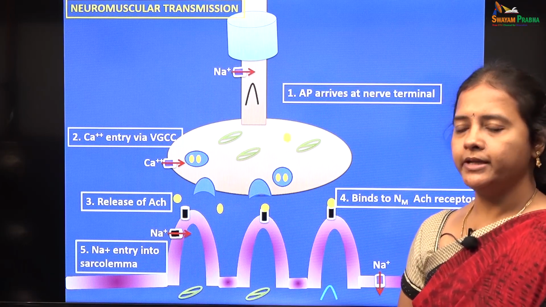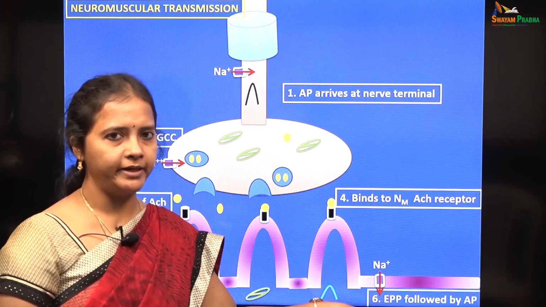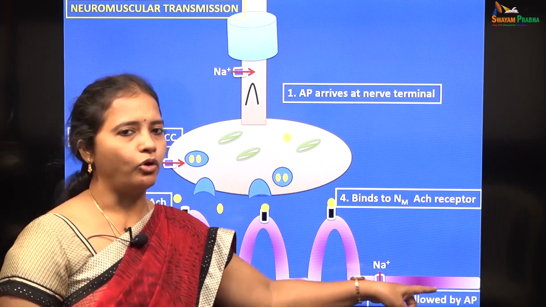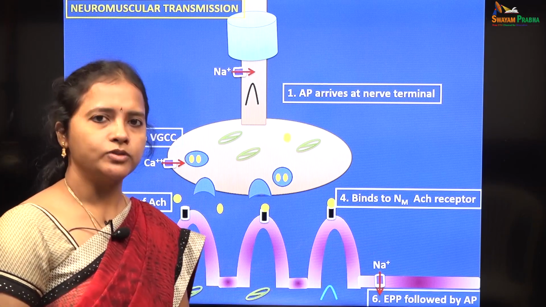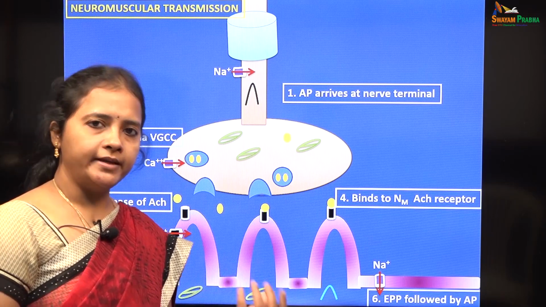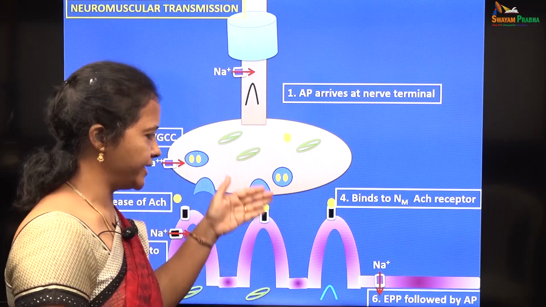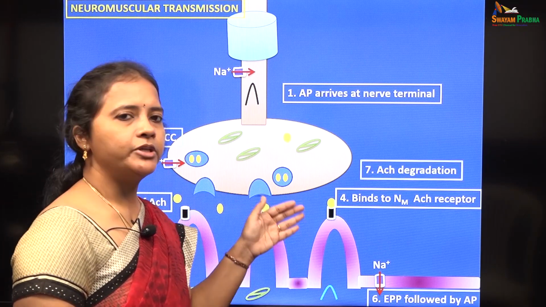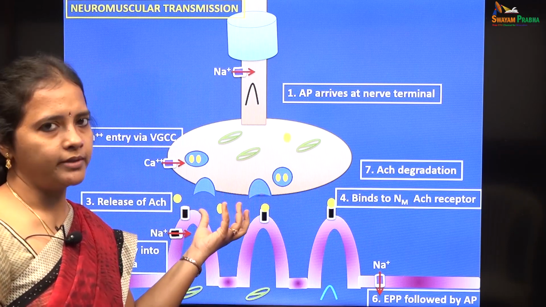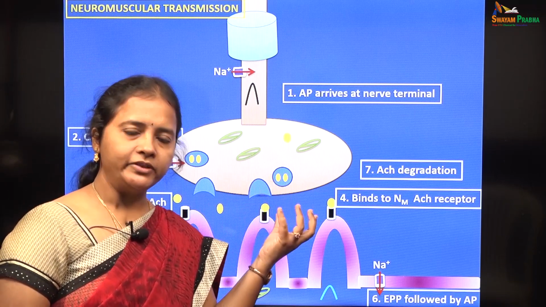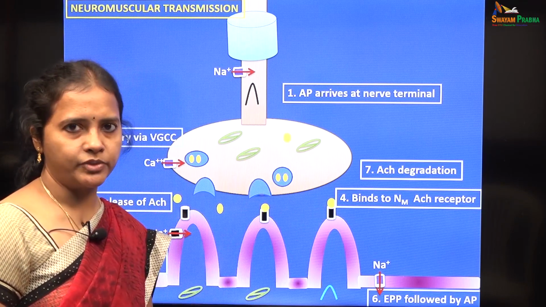This entry of sodium ions will cause depolarization in the sarcolemma, generating a local potential called the end plate potential. This end plate potential will be followed by the action potential because of the influx of sodium ions through the voltage gated sodium channels. Once action potential is generated in the muscle, it leads to the contraction of the muscle. Once the neuromuscular transmission process is over, the transmission is stopped by the degradation of the excess acetylcholine molecules present in the synaptic cleft by the acetylcholinesterase enzyme. So, this is how the process of neuromuscular transmission happens.